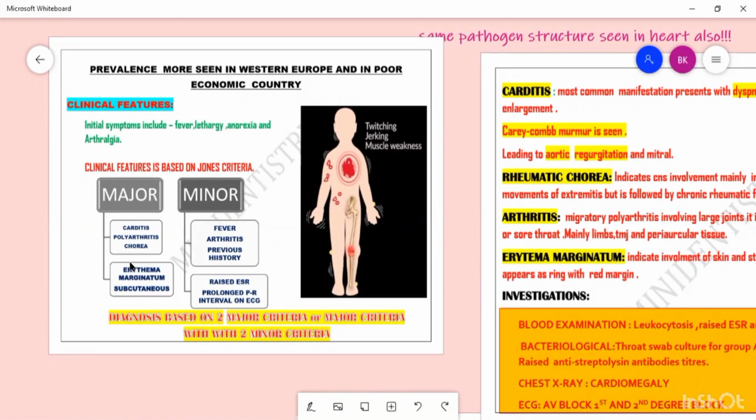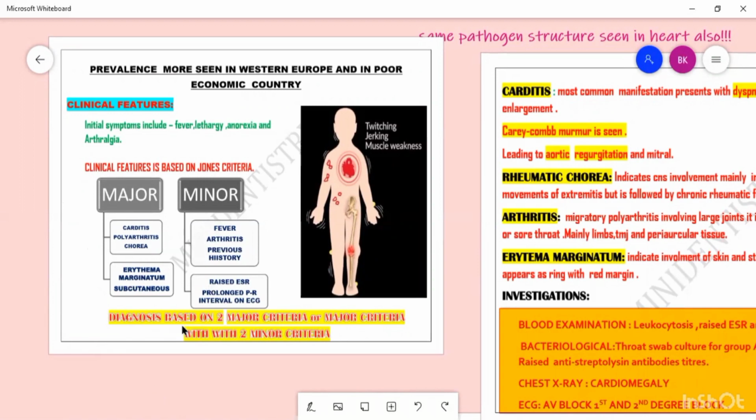Why is it major? Because whenever you see any symptoms from these, it is surely going to be a very important characteristic feature of rheumatic fever. But whenever you see things like fever, arthralgia, previous history of rheumatic fever, raised ESR or prolonged PR interval, all these are very common and can be seen in many other diseases. This is very overlapping. But the major criteria will be very important in helping the diagnosis of rheumatic fever.